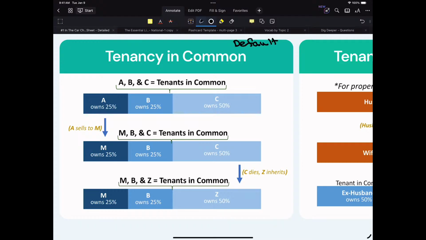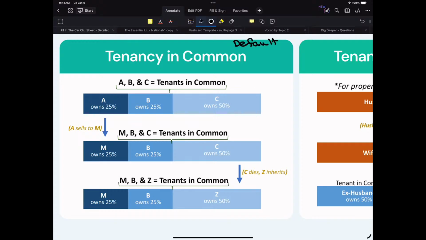If A, B, and C say, hey, we want to own a property together, then unless you say something to the title company or the attorney, the deed is just going to be tenants in common. And you can have different amounts of ownership. You can, as long as possession is the same.